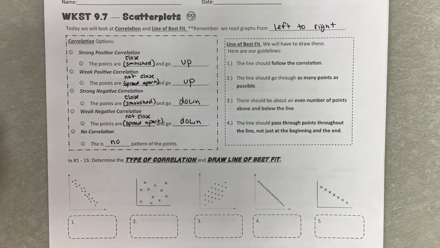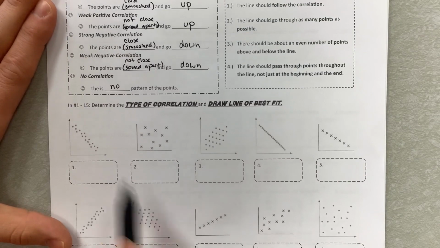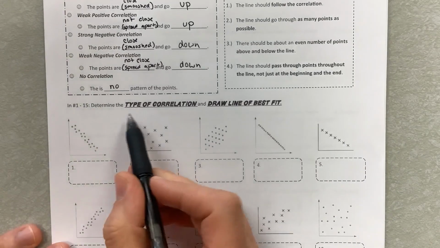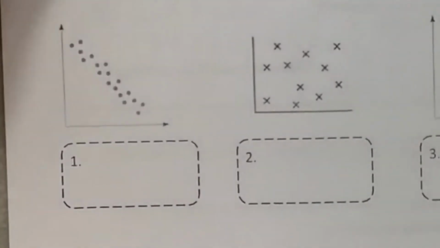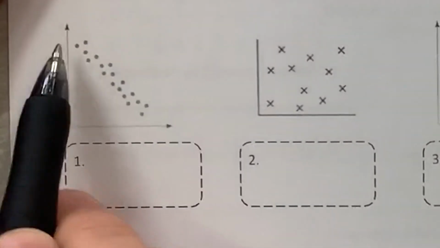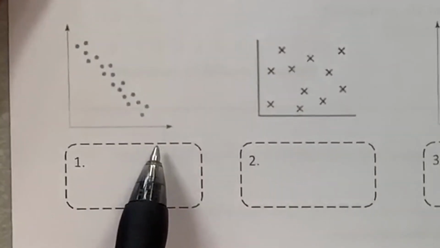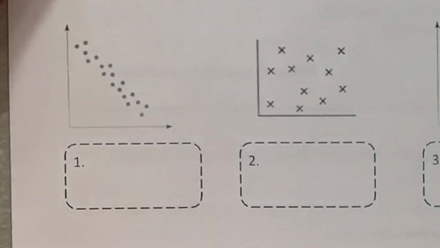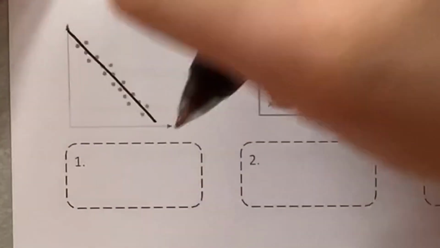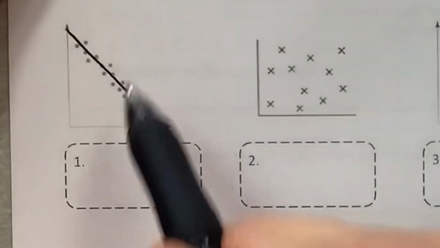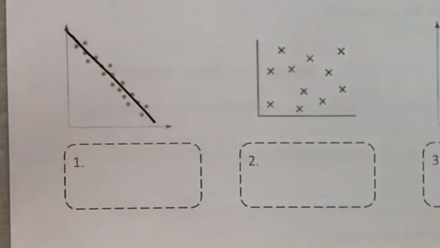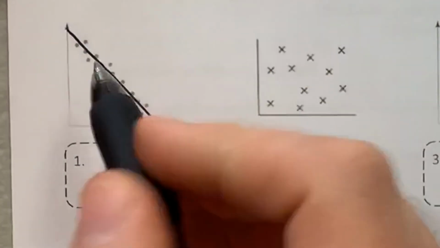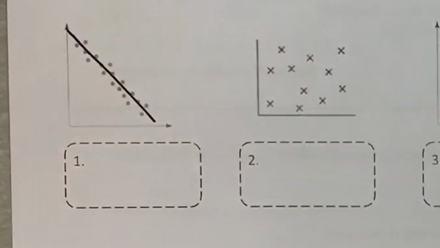We're just going to jump right into it. I'm going to do this first row of problems right here. We're going to tell the type of correlation and draw the line of best fit. So for number 1, from left to right, this is going down, so it's definitely going to be a negative correlation. I'm going to draw the line of best fit first, and we'll see what I mean. That would be my line of best fit. It seems like it's going through a lot of points. There's about an equal number of points above and below this line, and they seem pretty squished to that line. All the points are relatively close to this line that I drew through the cloud of points.